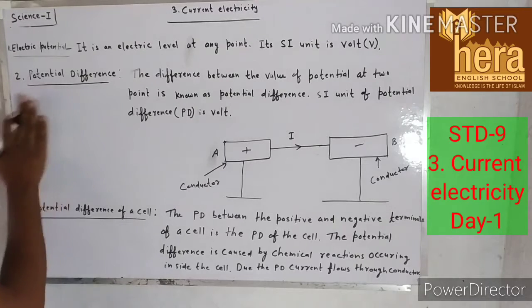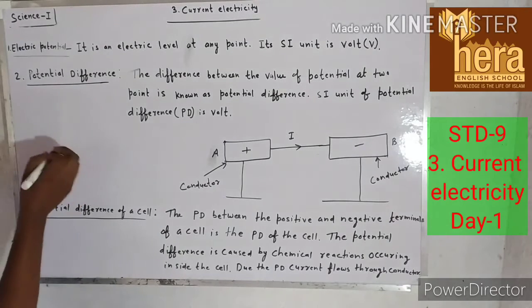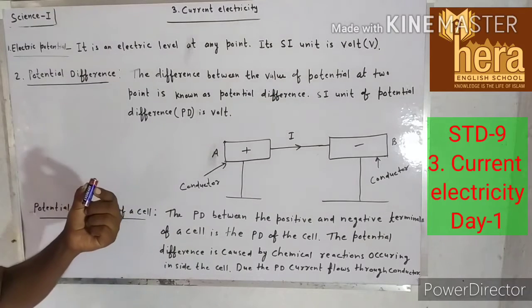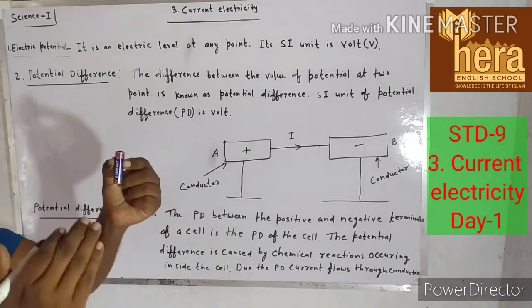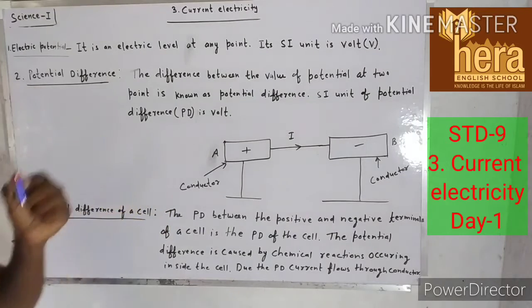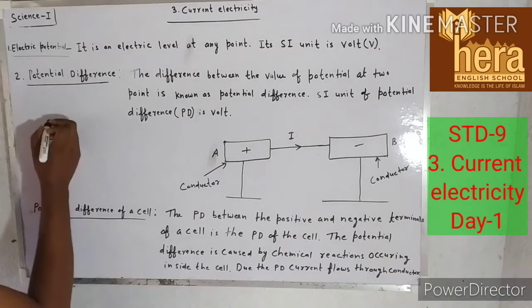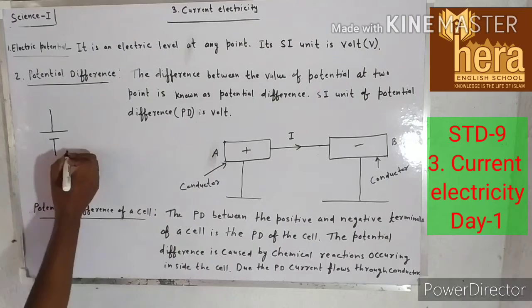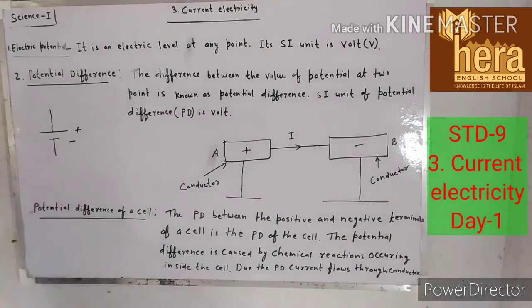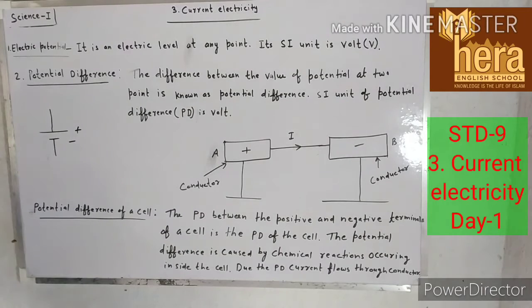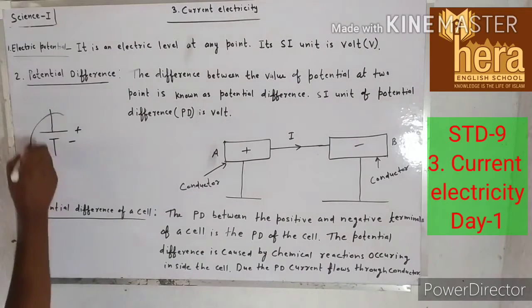If I say this is a cell, and you want to draw the symbol of the cell, then how will you draw? Like this. This is the negative terminal, this is the positive terminal. So this is at high potential and this is at low potential. This is a single cell. Here is only one cell.